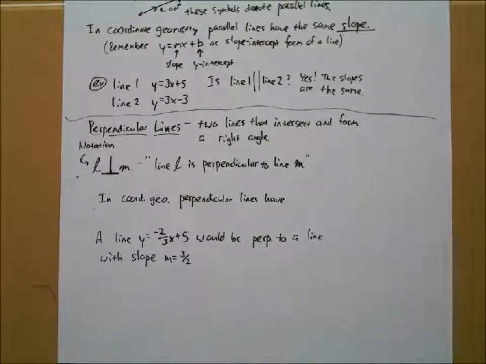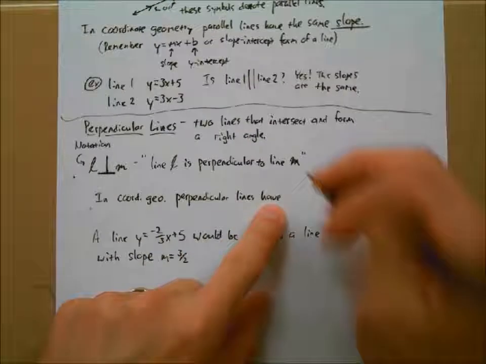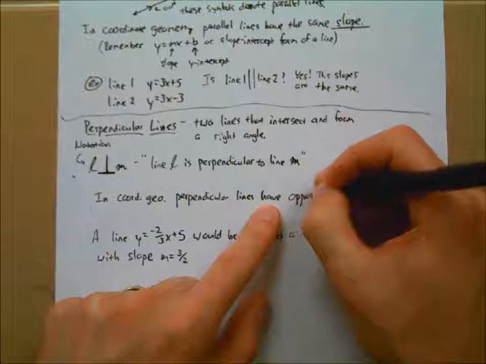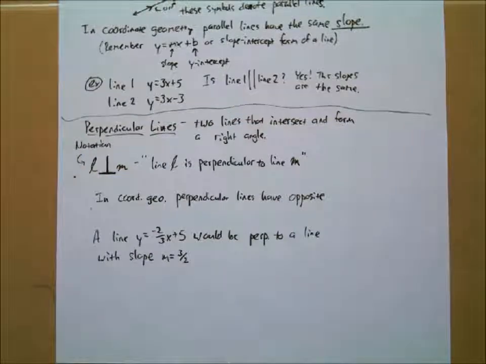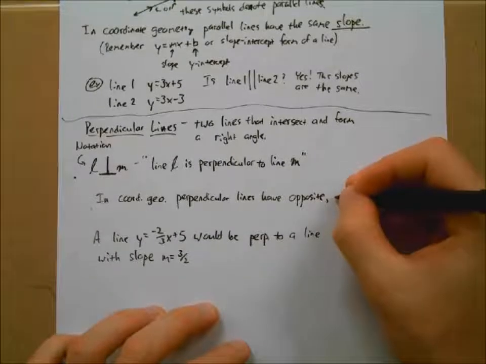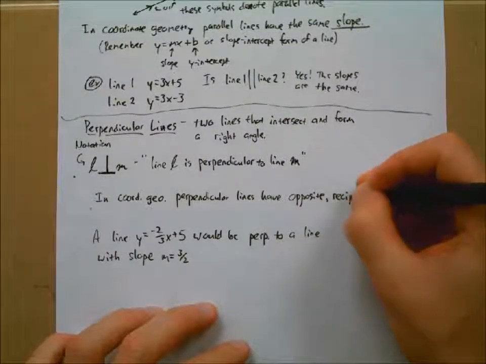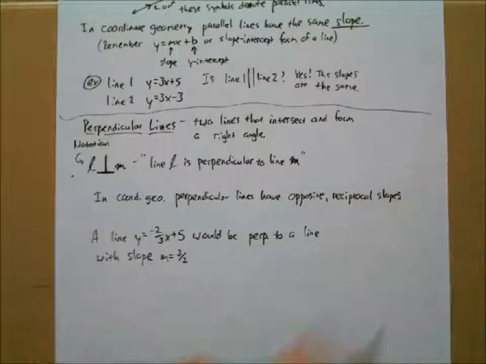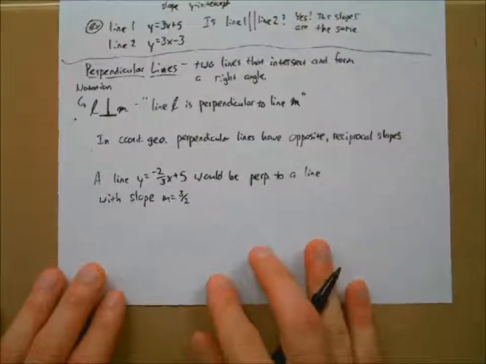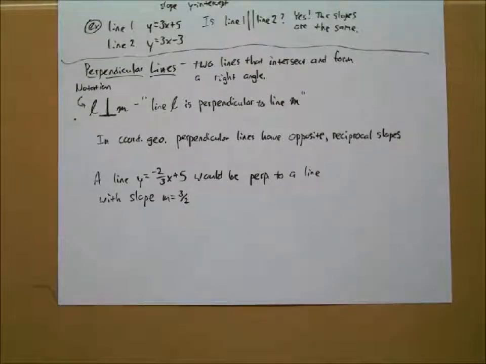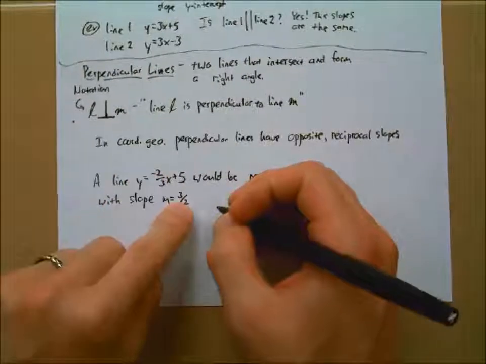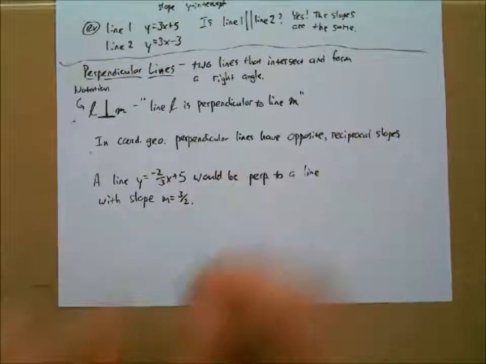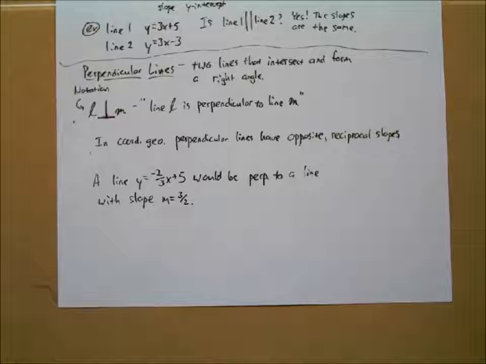Okay? So in coordinate geometry, perpendicular lines have opposite, that means if one's positive, the other will be negative. If one's negative, the other will be positive. Opposite, comma, reciprocal slopes. In coordinate geometry, perpendicular lines have opposite reciprocal slopes. So again, negative becomes positive, and 2 over 3 becomes 3 over 2. So that's your slope. Okay?